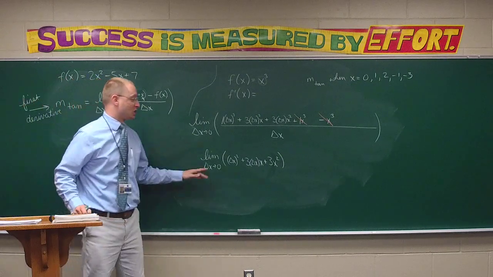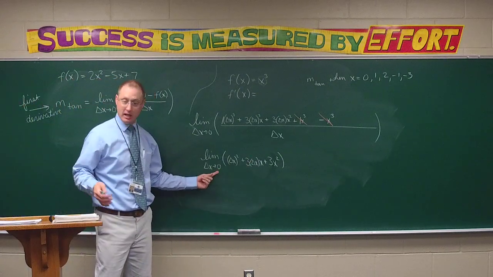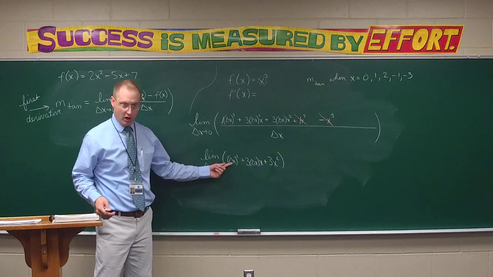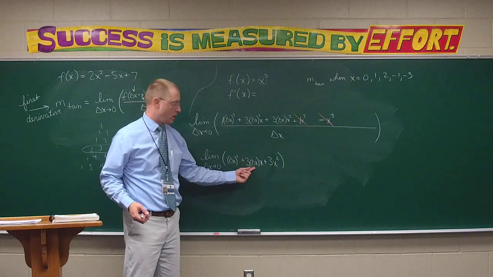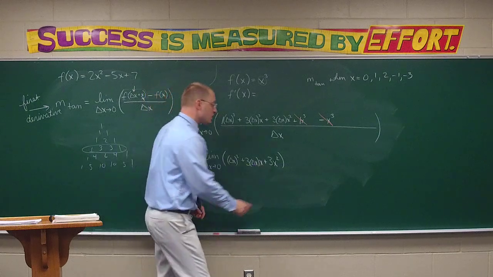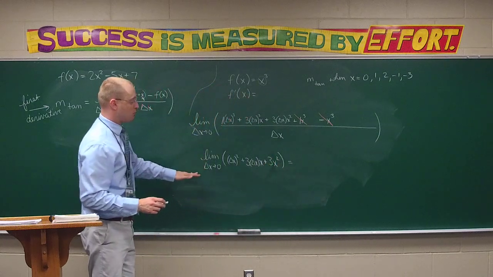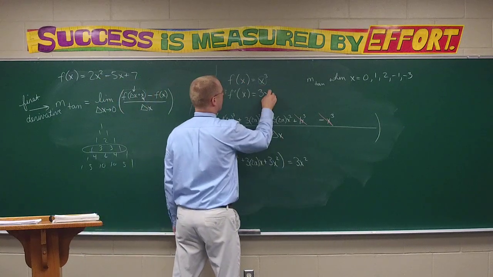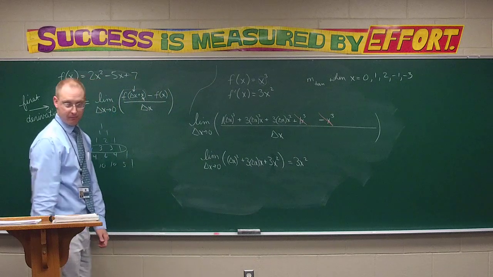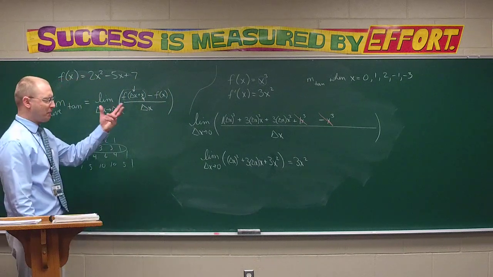There we go. But we want the limit as delta x approaches zero. And with a limit, as long as there's no fraction, we just plug it in. We just plug in the zero. Thoughts? Zero. There's nowhere to plug it in there. So what's the limit as delta x approaches zero? 3x squared. That's the first derivative. Make sense?